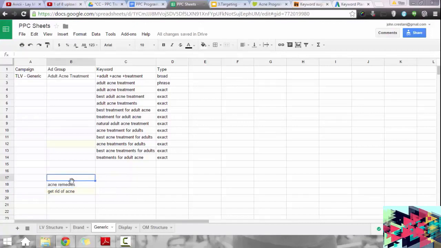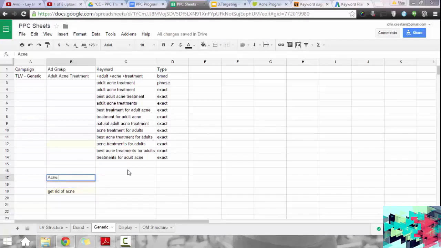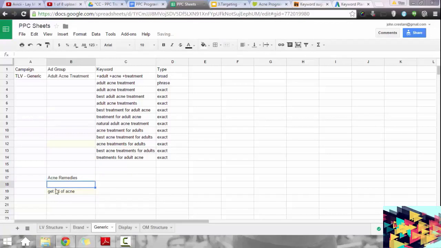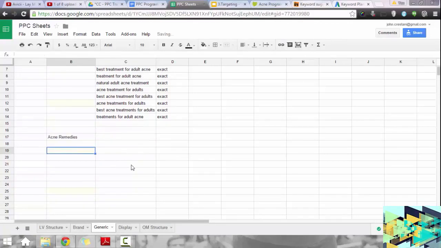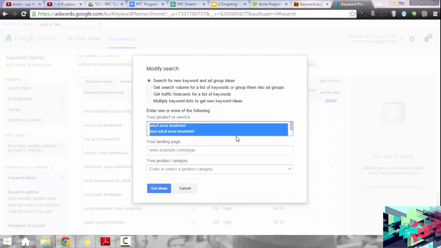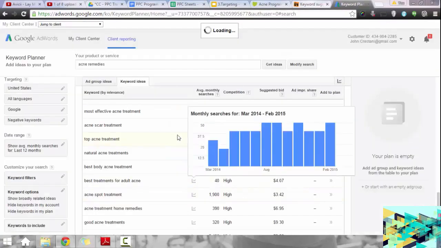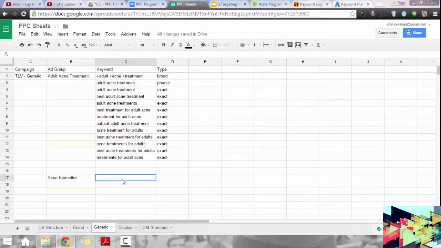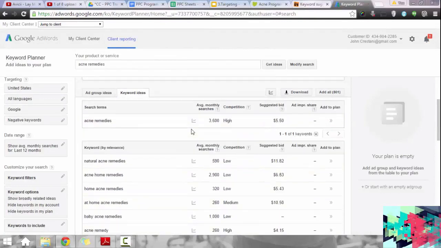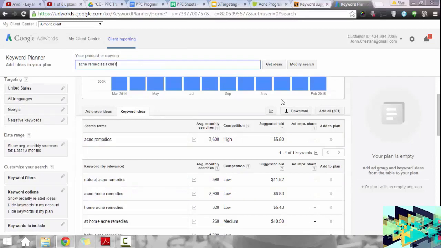Let's do an acne remedies group. And what I'm going to do is leave 2 spaces in between here, and I'm going to do acne remedies. Then I'm going to get rid of all these acne remedies. I'm going to do this a couple times because I hope this isn't too much, but this is the core of what AdWords is. You can also put an acne remedy.